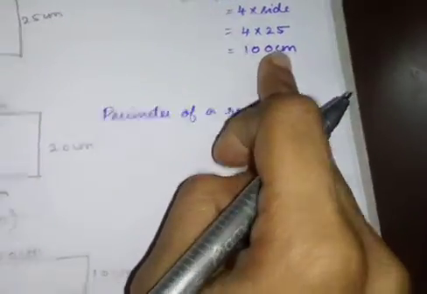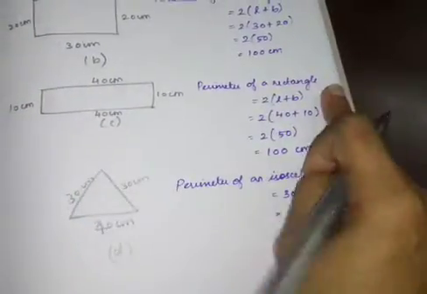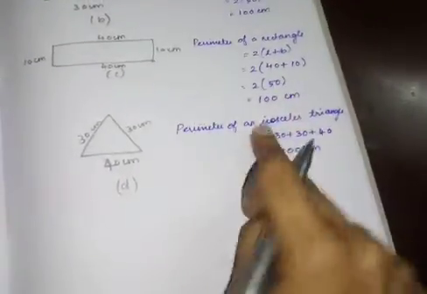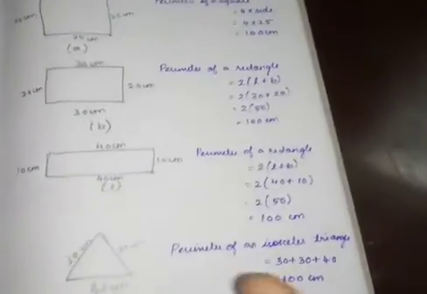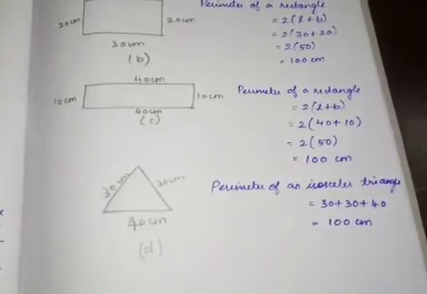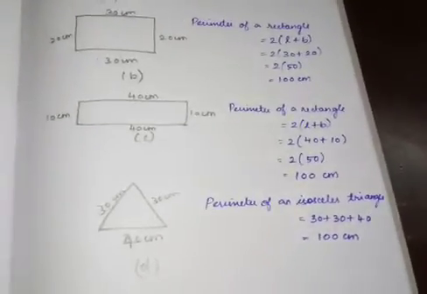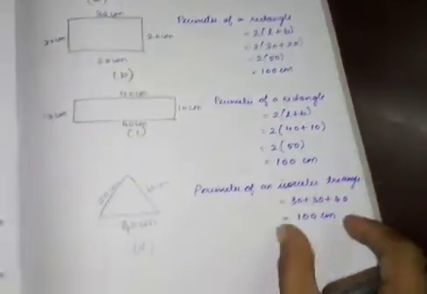So now I got the perimeter of the square is 100 centimeter. Perimeter of the rectangle is 100 centimeter. Perimeter of the isosceles triangle is 100 centimeter. So what did you infer from this diagram? What did you understand from these answers, children? All the perimeter values are equal.